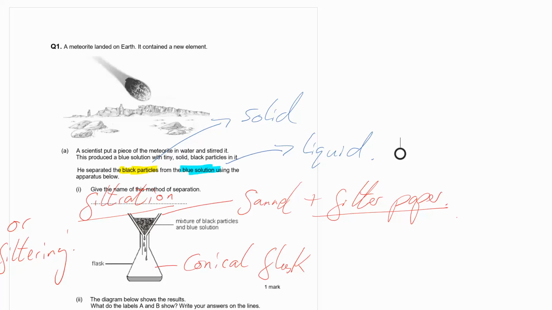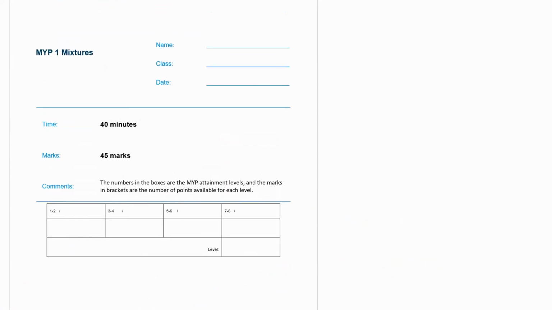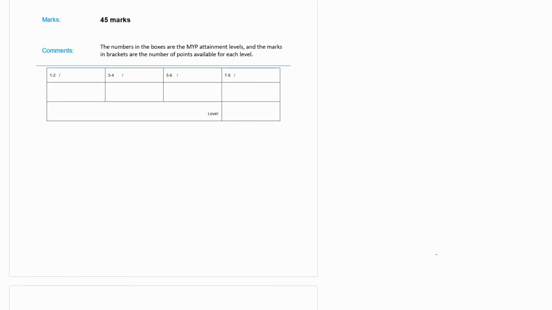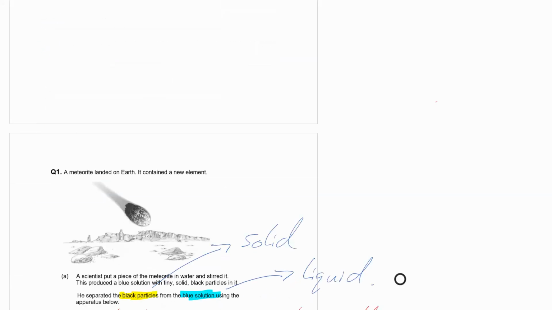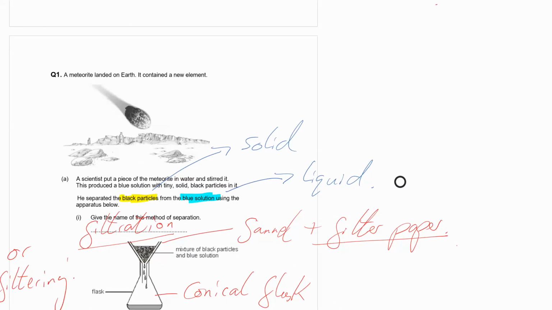So, this is just a quick video to go through your MYP1 Mixtures Test, which, in case you didn't realize, was one of the chemistry topics. So, question 1, a meteorite landed on Earth. It contained a new element. A scientist put a piece of the meteorite in water and stirred it. This produced a blue solution with tiny solid black particles in it. He separated the black particles from the blue solution using the apparatus below.